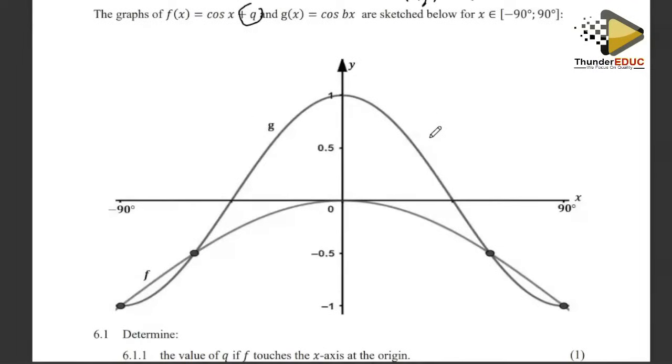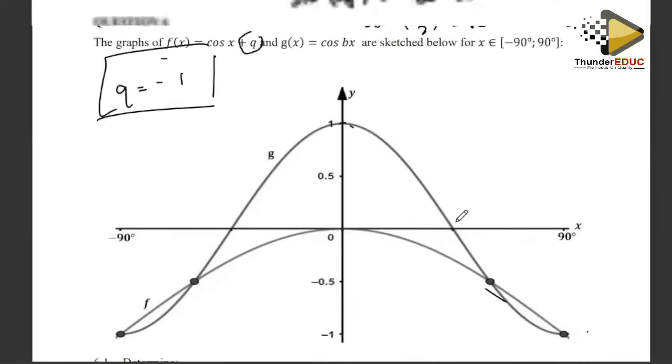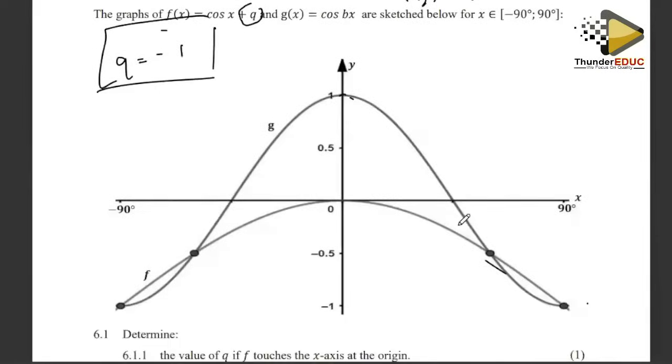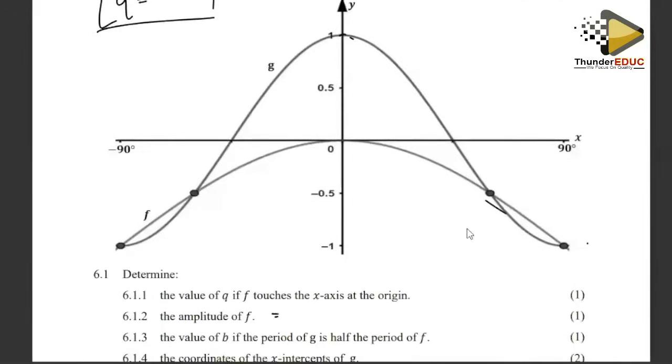Is there a number before that? No. So we know that originally the graph is just supposed to pass through 1 and then down to -1. But now it has been dropped down. So q is going to be -1. The graph has been shifted 1 unit down. Then the amplitude of f is going to be 1, because the maximum minus minimum divided by 2.